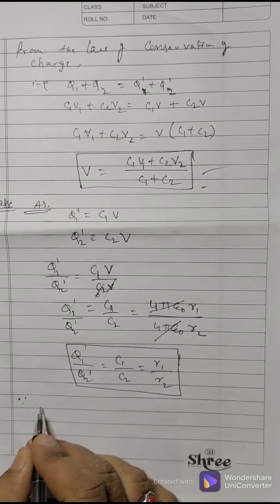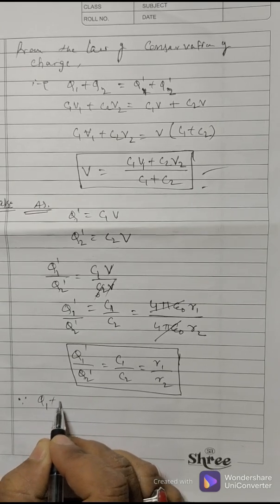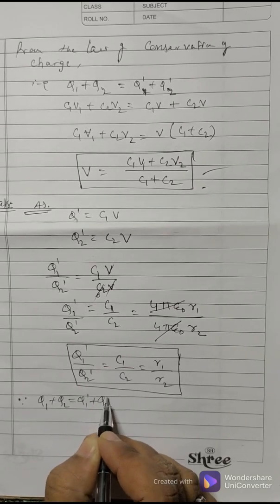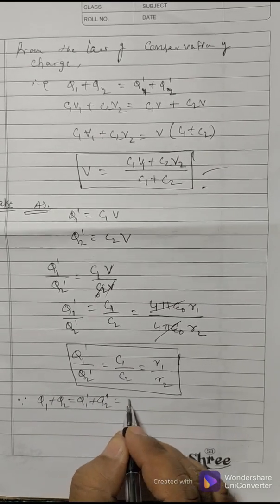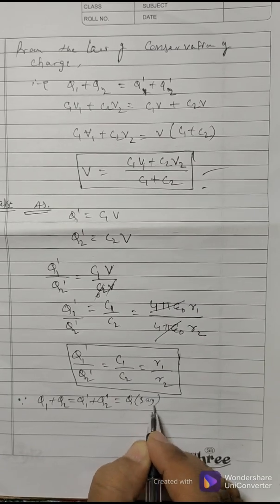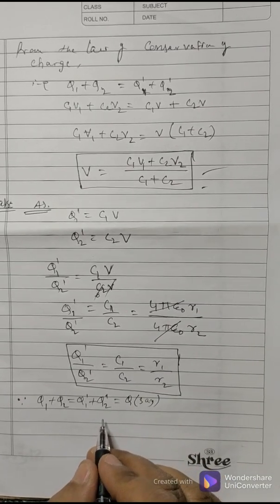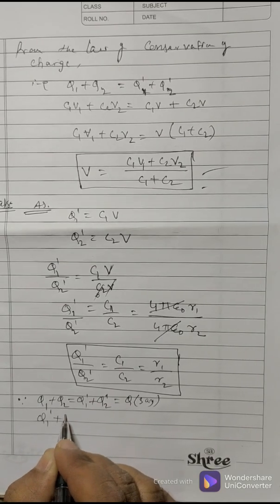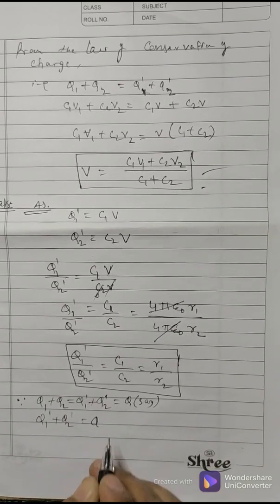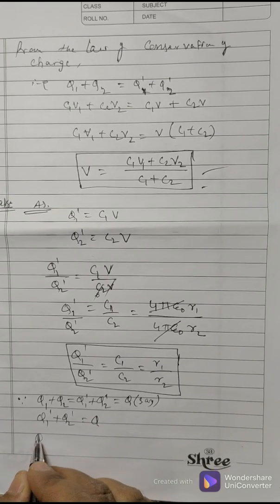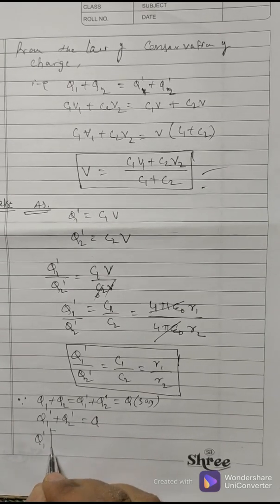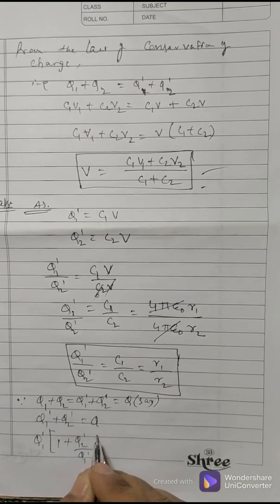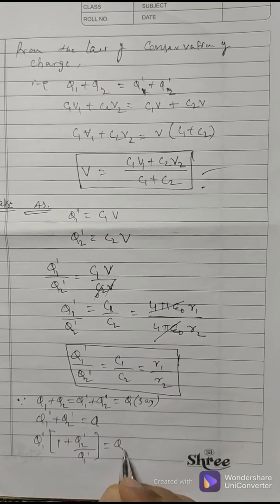Since just before we said that the sum Q1 plus Q2 equals Q1 dash plus Q2 dash, and we called this sum Q, we have Q1 dash plus Q2 dash equals Q. If I take Q1 dash as common, then I get Q1 dash times 1 plus Q2 dash by Q1 dash, which equals Q.